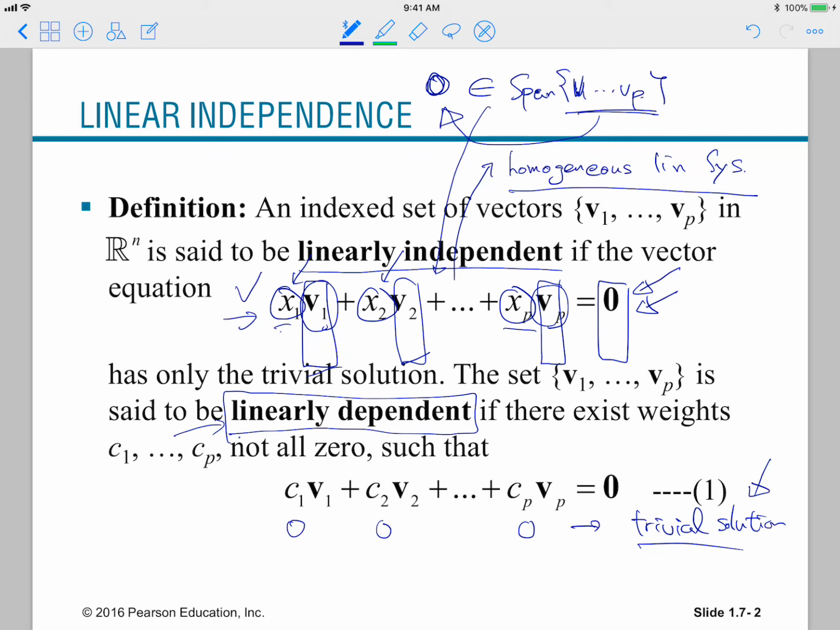On the other hand, we can also think about a non-trivial solution, and that means among those coefficients, at least one of them is not 0. So at least one of them has some value other than 0. If we can find at least one such solution, that's called a non-trivial solution, and in that case those vectors are linearly dependent. Okay, so that is the formal definition of linearly independent or dependent.